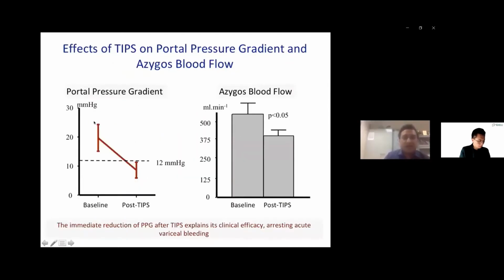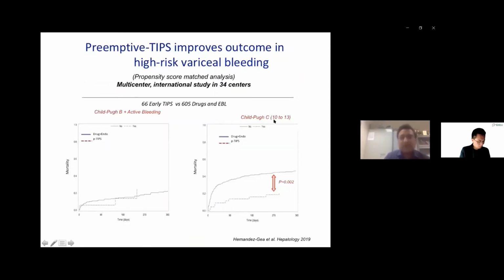So how does TIPS act? TIPS causes an immediate as well as rapid reduction in the portal pressure gradient. This explains its clinical efficacy in arresting the acute variceal bleeding episode. Azygos blood flow is also decreased with the use of TIPS. Azygos blood flow is an indirect marker of the portosystemic circulation, so portosystemic collateral blood flow is decreased as well, and this may also help in arresting the bleeding episode in patients with cirrhosis. Even in patients with Child C cirrhosis, portal pressure reduction with TIPS is helpful, and this has been shown to significantly improve mortality.